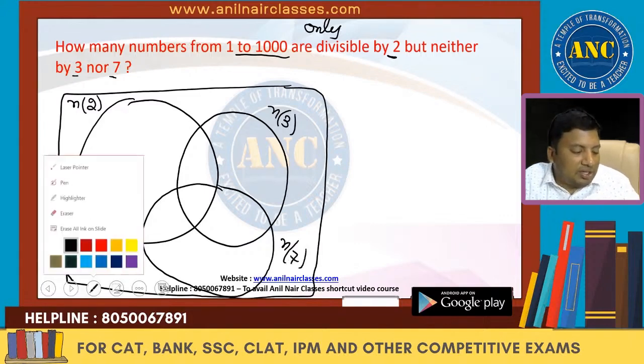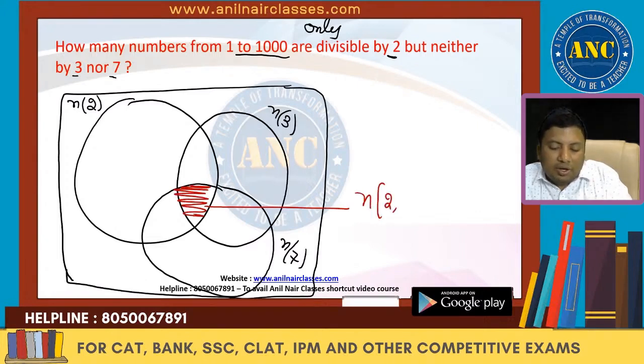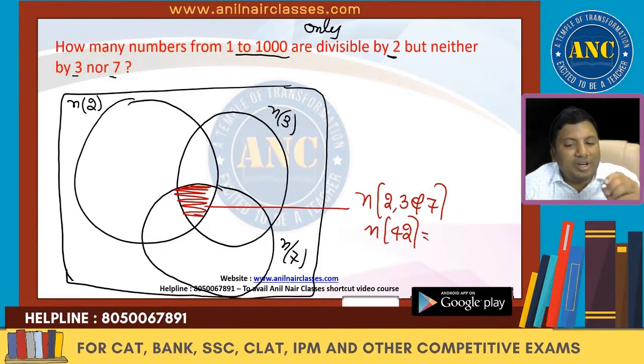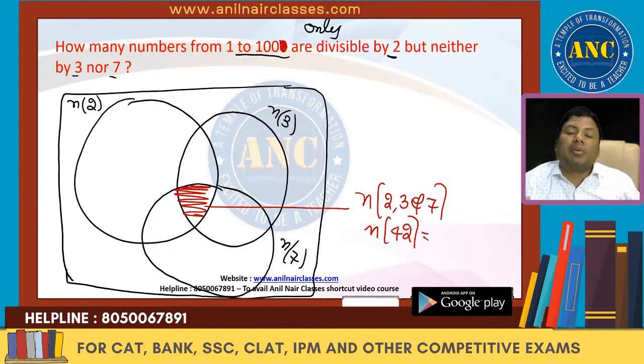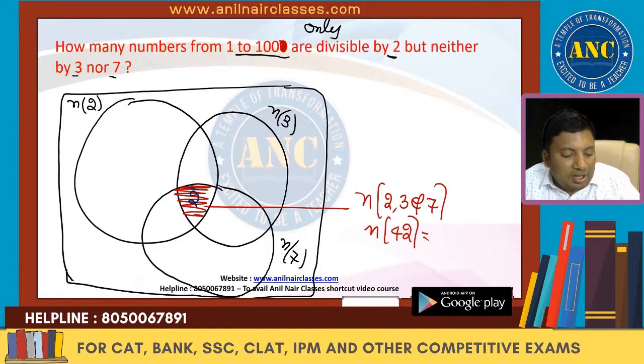Now listen carefully. This region is nothing but numbers which are divisible by 2, 3 and 7, which is 6 times 7, 42. How many numbers are divisible by 42, let us take from 1 to 100, to make it a little simpler? How many numbers are divisible by 42 from 1 to 100? It is nothing but 2. So first fill that value. These are nothing but 2.